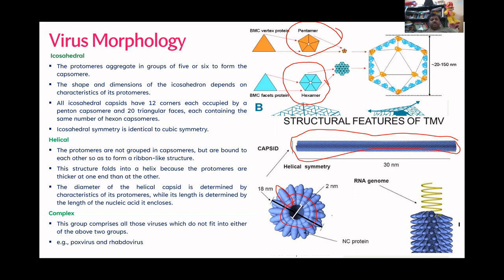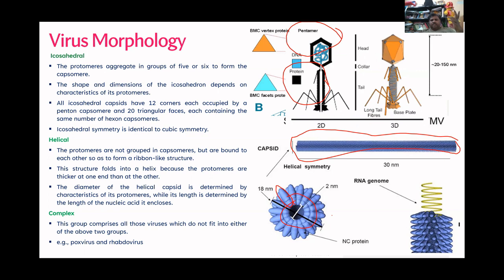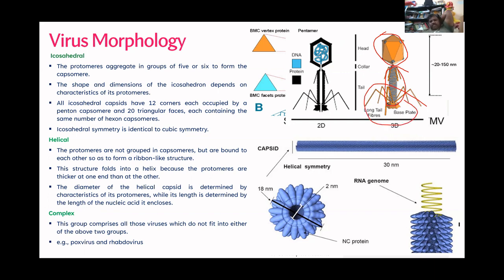Coming to the complex symmetry, there are certain viruses like rhabdoviruses, which have icosahedral and helical symmetry together. That is, if you see the virion of a rhabdovirus, or say, let us take the virion of a bacteriophage. A bacteriophage is a complex structure. How can you term this a complex structure? You can see the head is of icosahedral symmetry in the case of bacteriophages. Then comes the neck, which has the helical symmetry, and a basal plate with the tail fibers. Hence, these viruses are said to be complex in their nature or in their form. That's why these viruses are called complex symmetries.